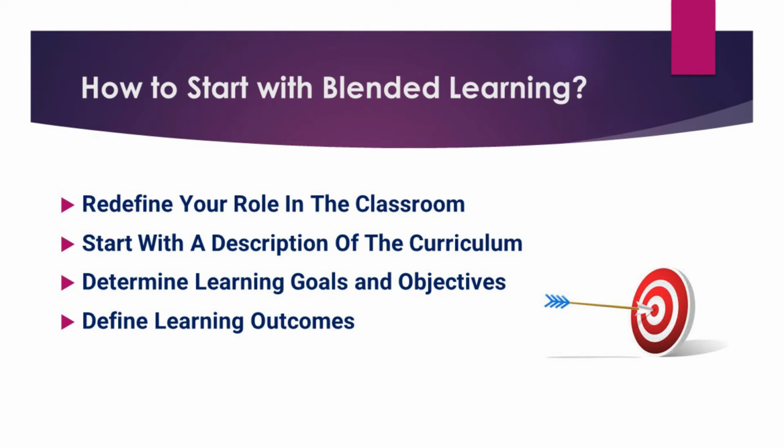Then the curriculum. We need a strict curriculum. So we have to determine our learning goals and objectives, like the 5E learning outcomes, like life skills. We have to define these before we proceed with our teaching process.